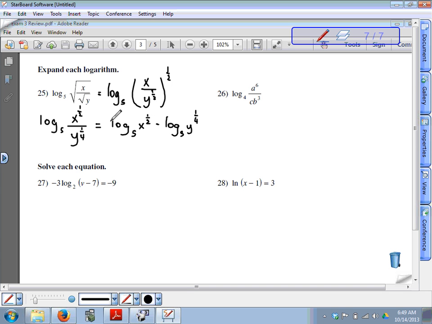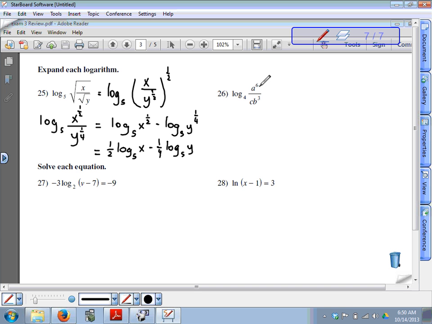We're going to move the powers down in front of the logarithm because of the power property. So 1/2 times the log base 5 of x minus 1/4 times the log base 5 of y.